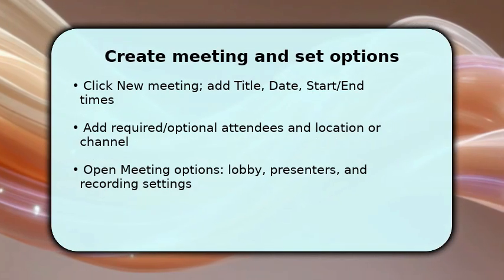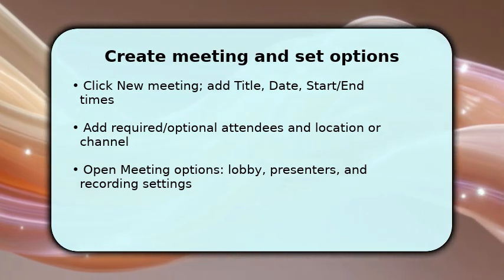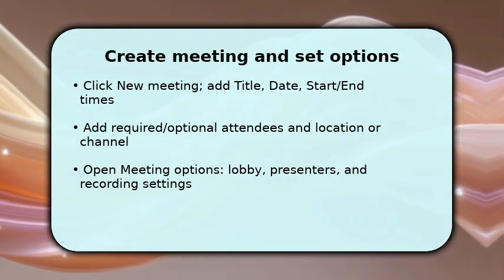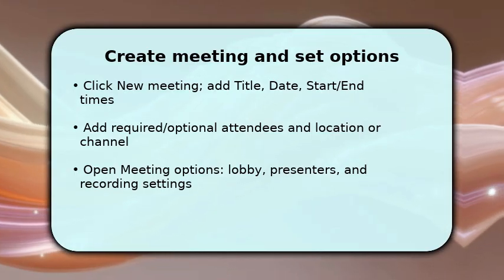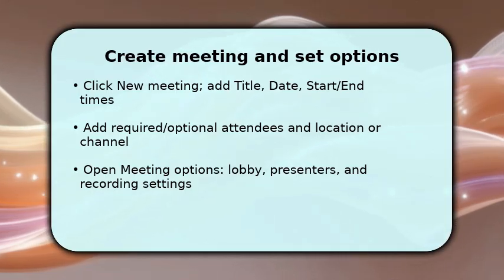You click New Meeting and enter a clear title, then set the date and precise start and end times so calendar invites are accurate. Next, add required and optional attendees by email. If it's a channel meeting, pick the channel so members see it.